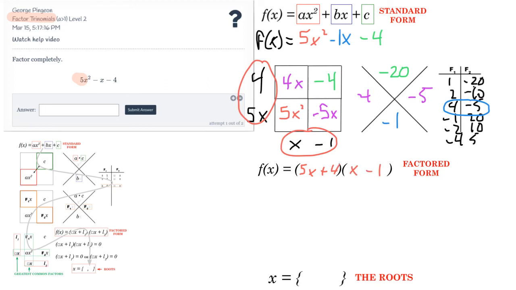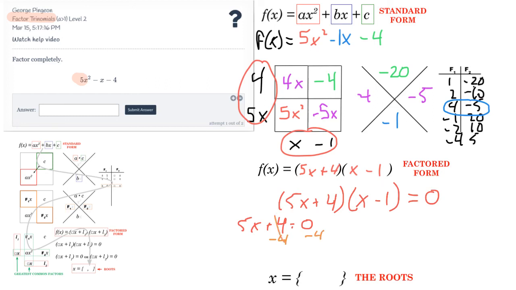Now that's all you need to do to convert standard form to factored form. But if you're interested in finding the roots and graphing this, what you can do is set this expression equal to 0. And then solve for each binomial factor. So 5x plus 4 equals 0. I'm going to subtract 4 from both sides. 5x equals -4. And then divide both sides by 5.